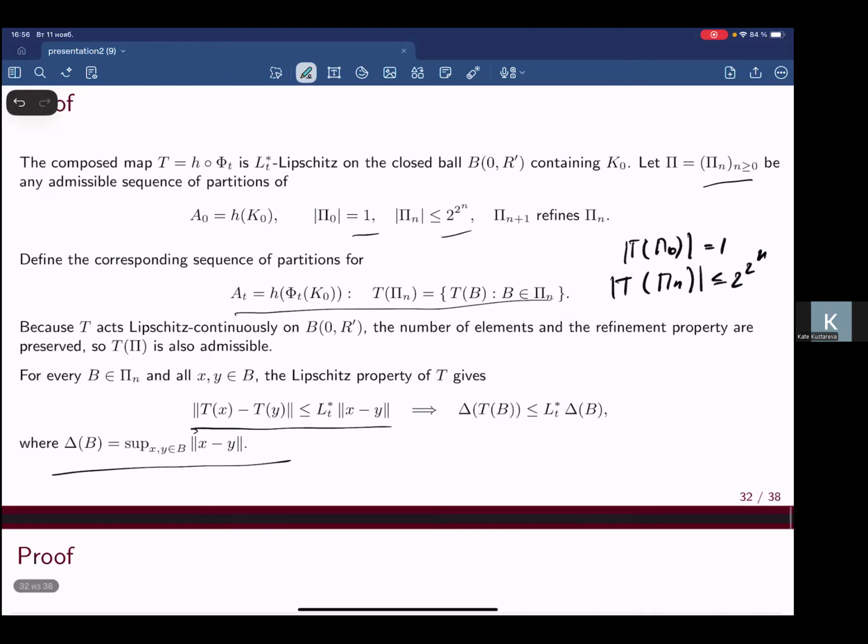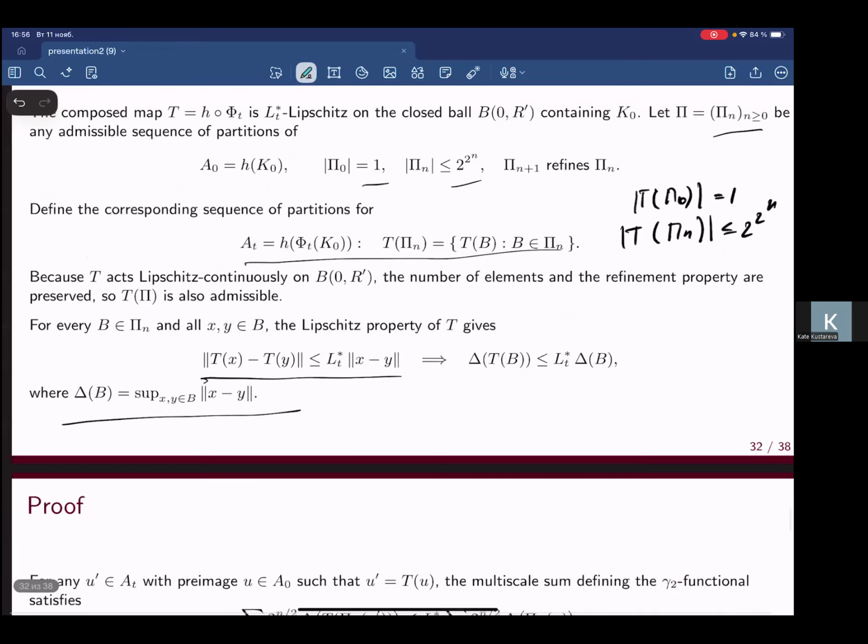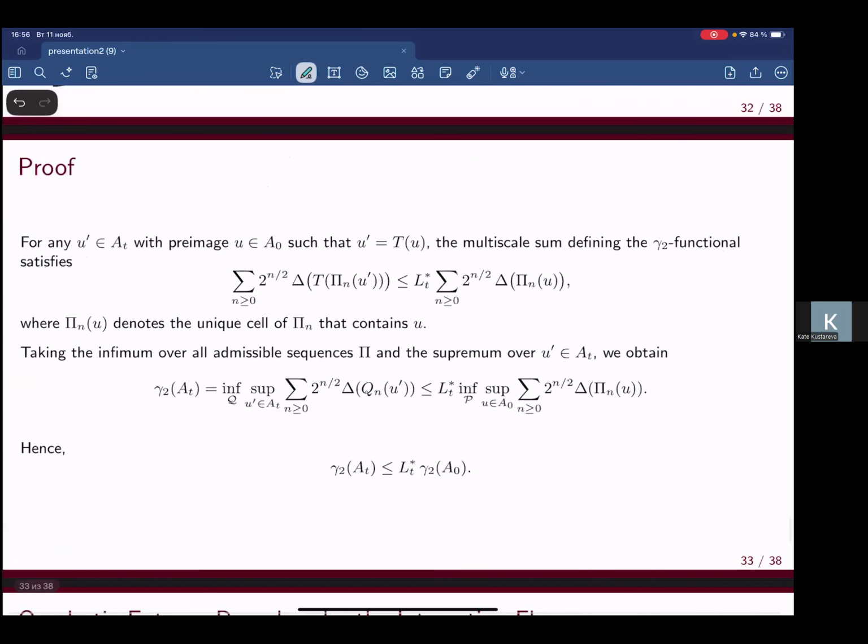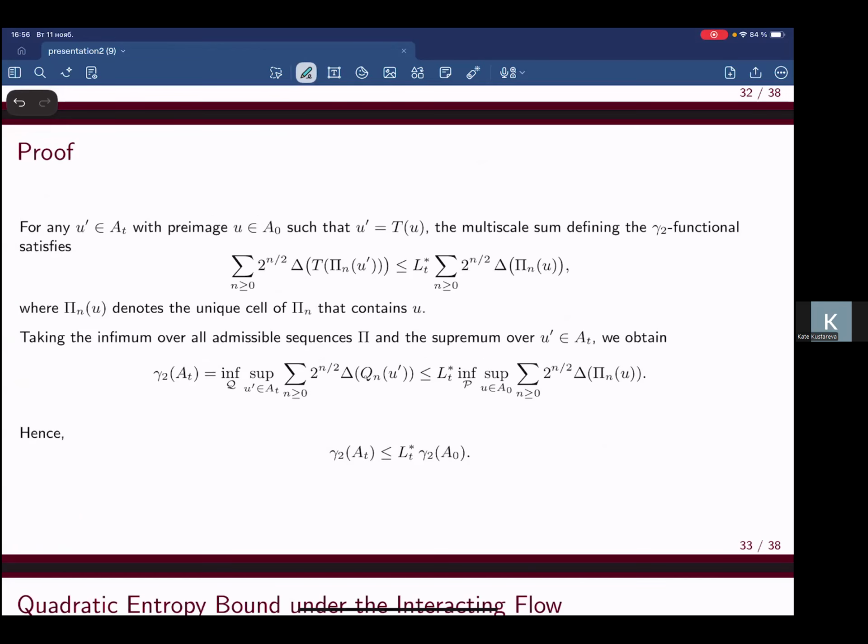Let's continue. For any u belonging to A_T with pre-image u in A0 such that u equals Tu, the multiscale sum defining the gamma 2 functional satisfies this inequality. Taking the infimum over all admissible sequences P and the supremum over u, we obtain our result. Hence we can say that gamma 2 of A_T is less or equal to L squared times gamma 2 of A0. This proves the Lipschitz contraction property for the gamma 2 functional.